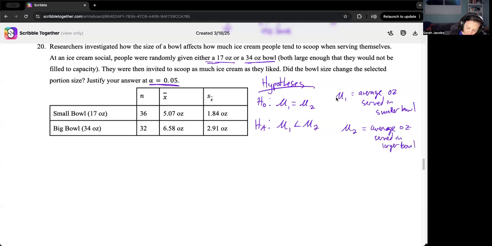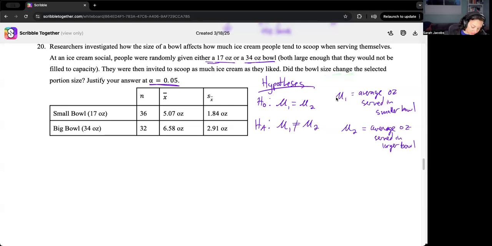Okay. Now, thinking about this, did the bowl size change the selected portion size? A lot of you were thinking, okay, maybe we should set this as a not equal to. Maybe we should do this as a two-tailed test. That's reasonable. I think it would also be reasonable to do this as a single-tailed test since we're thinking that, okay, larger bowl is going to mean larger serving. But either way, let's do it as a two-tailed since it just says change.